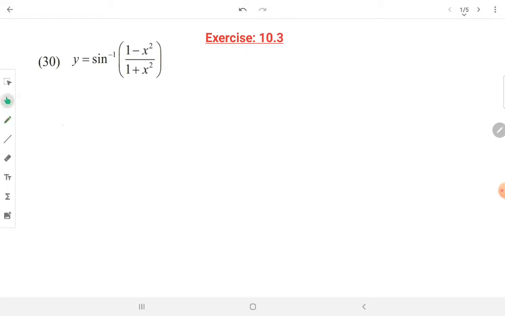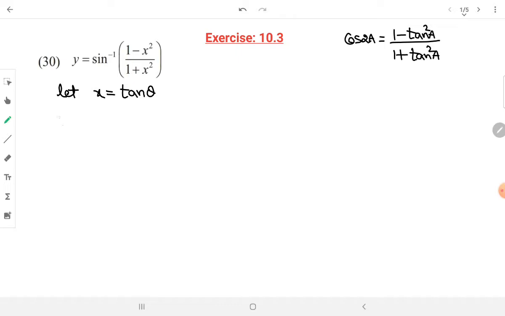So what is that substitution method? Since here we have 1 minus x square by 1 plus x square, as we know the trigonometrical formulae, suppose in x place I take tan theta, let x is equal to tan theta. Here we know the formula of cos 2a. What is the cos 2a formula? 1 minus tan square a by 1 plus tan square a. So this is the formula.